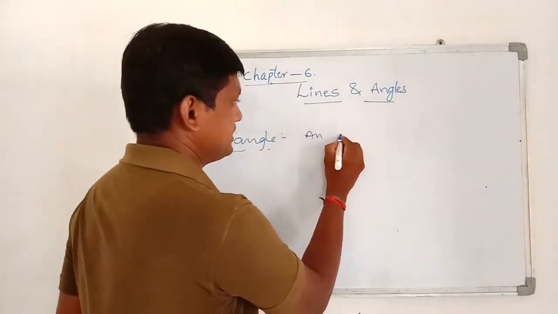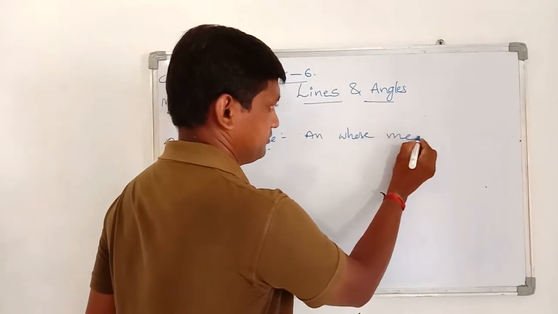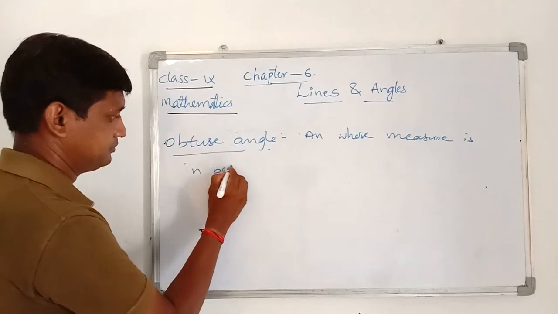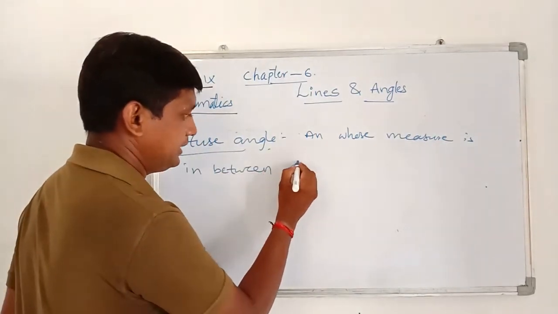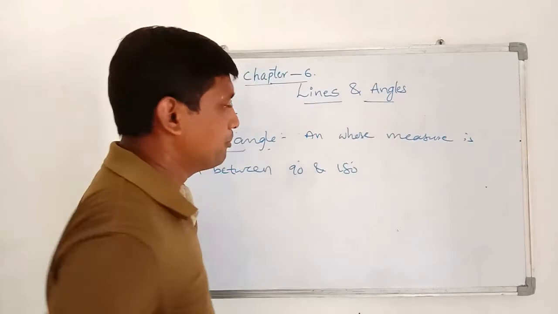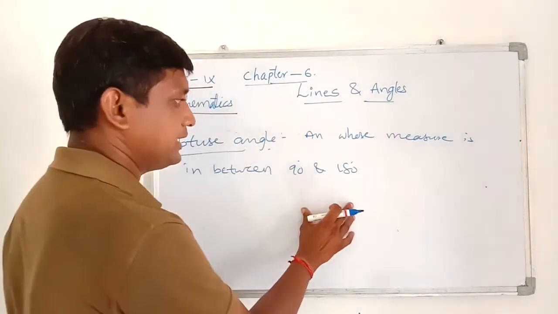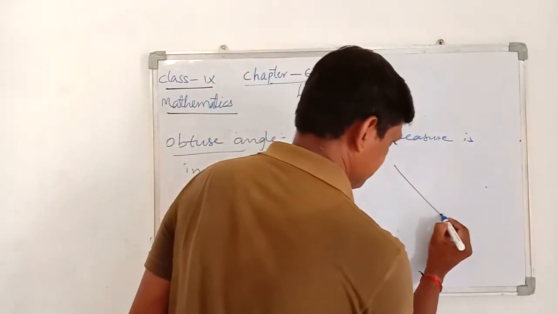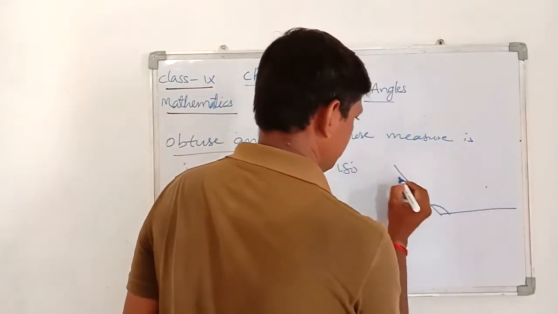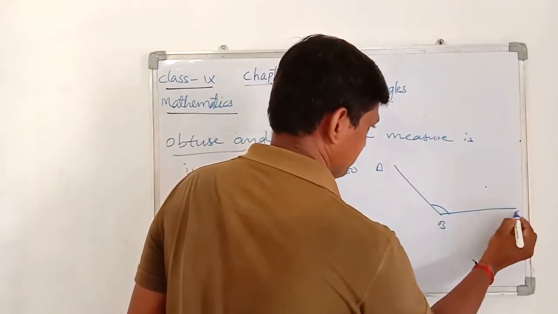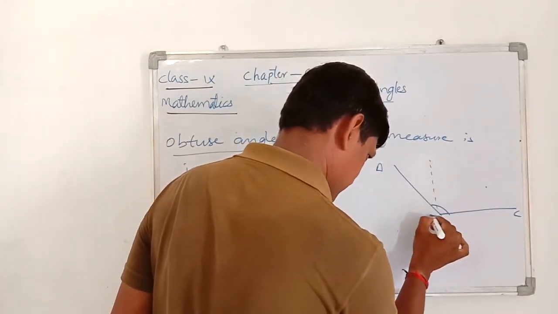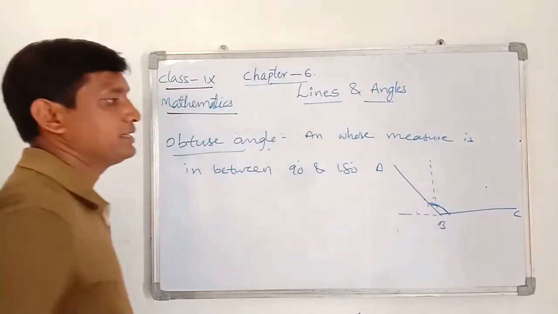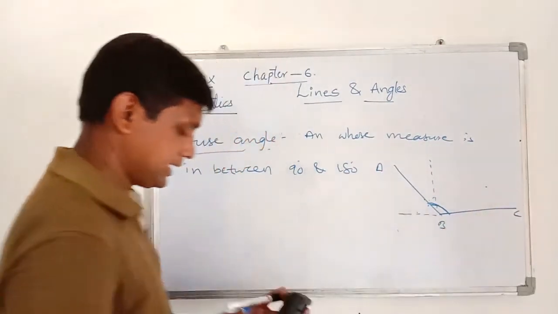The next one is obtuse angle. An angle whose measure is in between 90 and 180, that is more than 90 degrees and less than 180 degrees, is called an obtuse angle. Here I am taking the figure. Example, this is 90. Here this is the angle. It is more than 90 degrees and less than 180 degrees. Angle ABC is an obtuse angle.